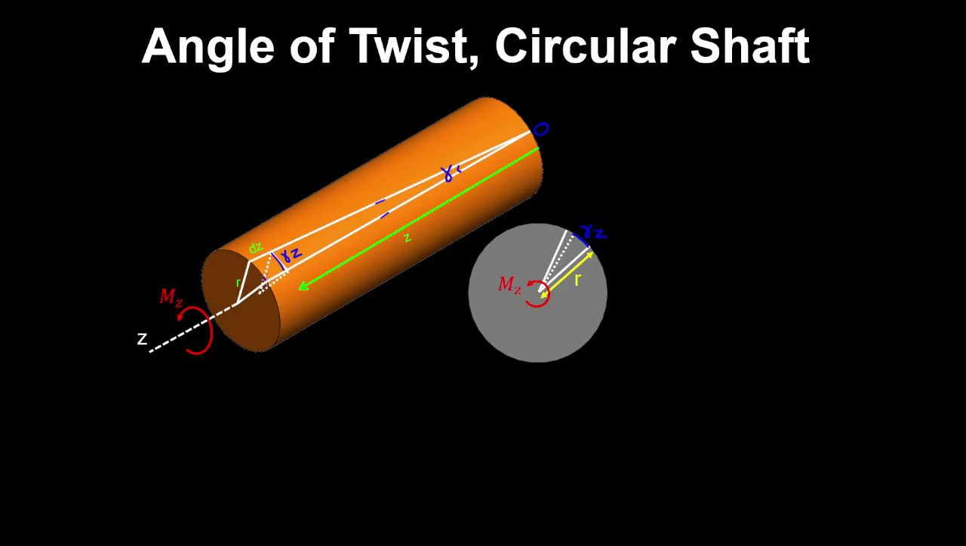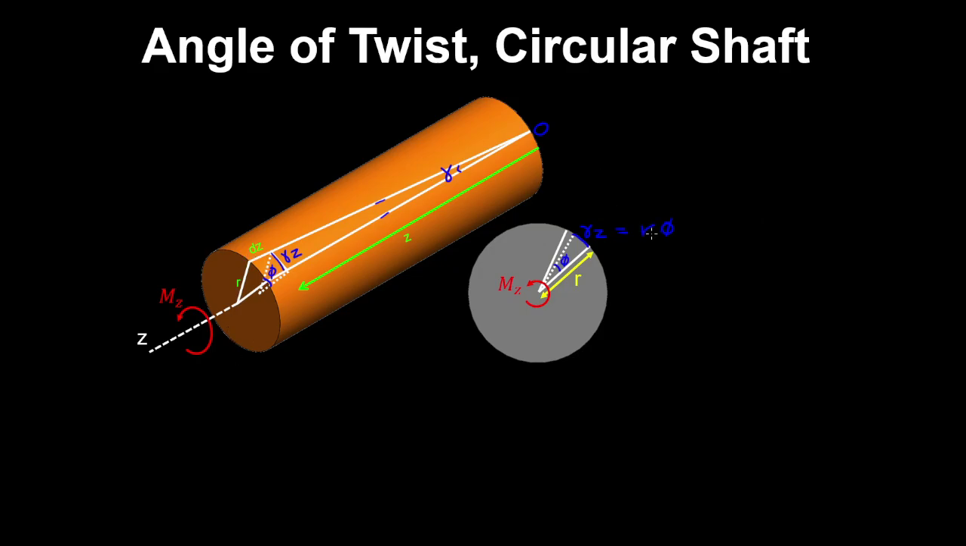And this angle here is called the angle of twist, which is denoted by phi. And this arc length is therefore also equal to r multiplied by the angle of twist. So gamma is constant at every cross section, and so is the radius of the shaft.